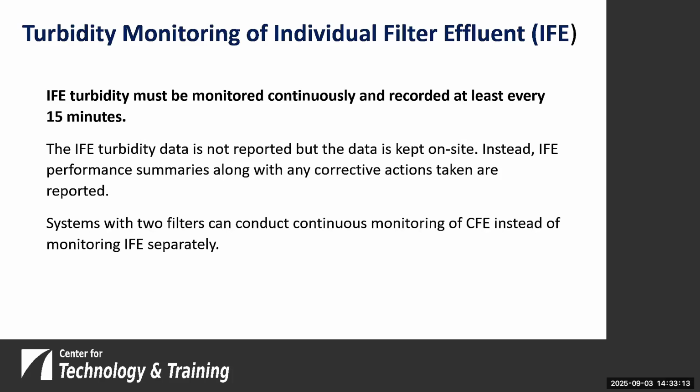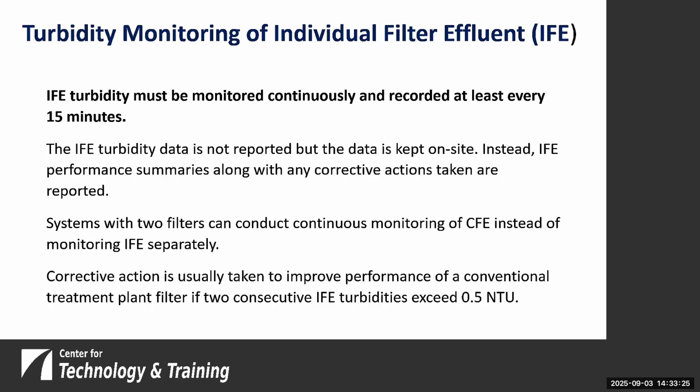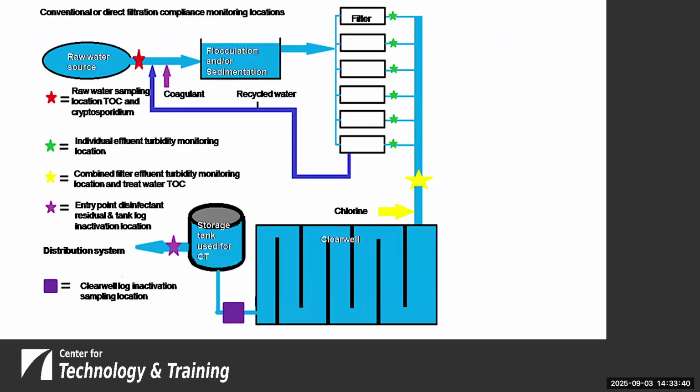Systems with only 2 filters can conduct continuous monitoring of the combined effluent instead of doing each one of the individuals. If you get beyond 2, you have to do them individually and combined. And any corrective actions that you need to make to improve the performance need to happen if we've got 2 consecutive individual filter effluent turbidities exceeding 0.5 NTUs.